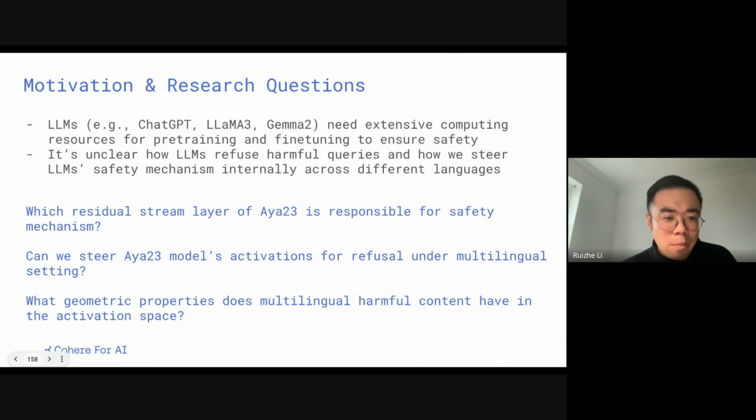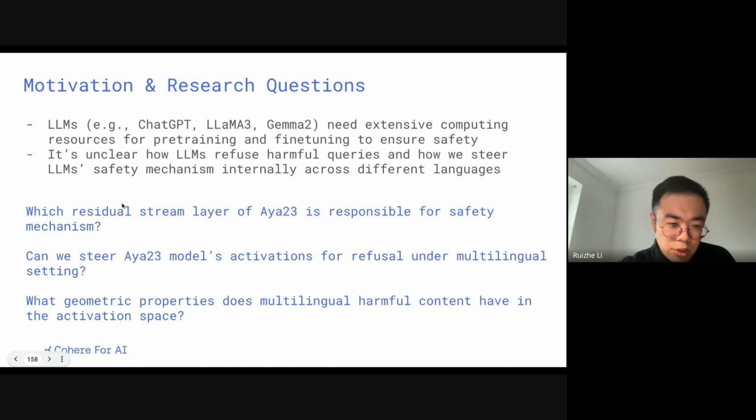As we know, currently large language models such as ChatGPT, Llama 3, and Llama 2 need extensive computing resources to train and fine-tune to ensure safe responses. But we actually don't know how LMs refuse those harmful queries and how we could steer the LM safety mechanism internally across different languages. So based on these motivations, we would like to ask three research questions.